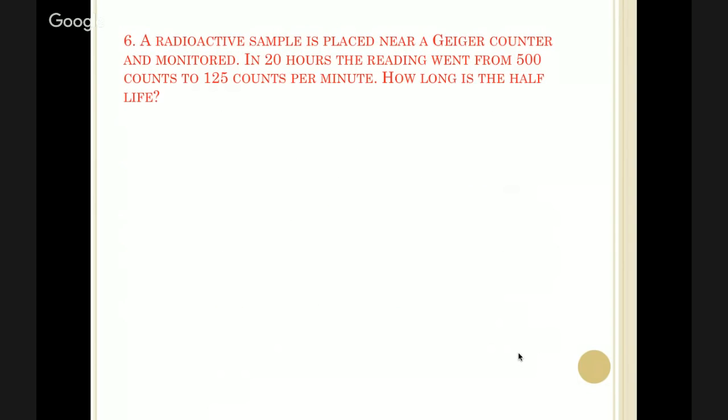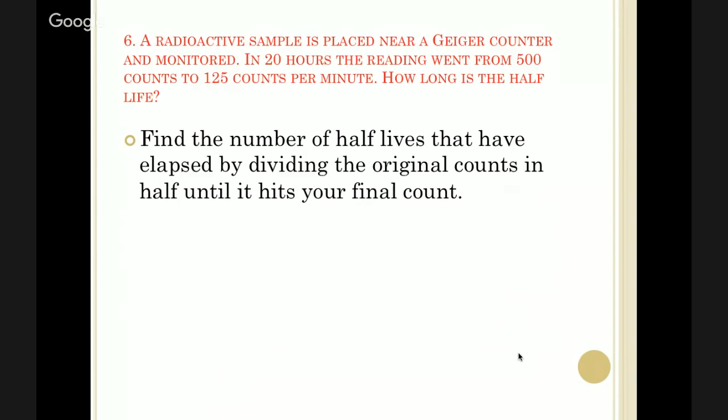A radioactive isotope is placed near a Geiger counter and monitored. In 20 hours, the reading went from 500 to 125 counts per minute. How long is the half-life? So we're going to find the number of half-lives elapsed by dividing our original counts in half until we reach the final count. So we had 500, and half is 250, not there yet, and half is 125. That's 2 half-lives.